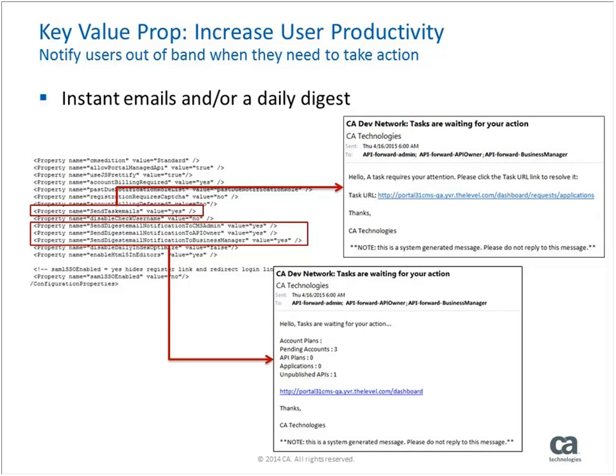You can also have both of these turned on at the same time. So you can have that per request email as well as that digest email. So if you happen to have missed any of those per request emails, you'll get a summary every day telling you what might be outstanding.